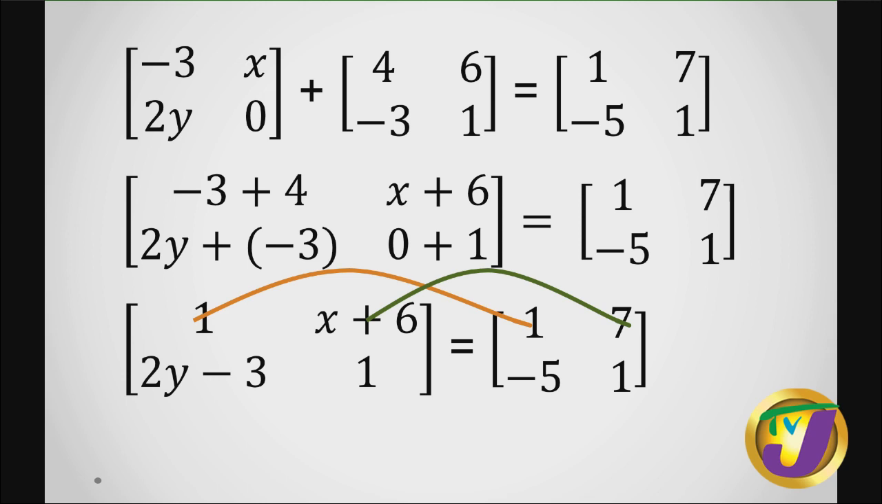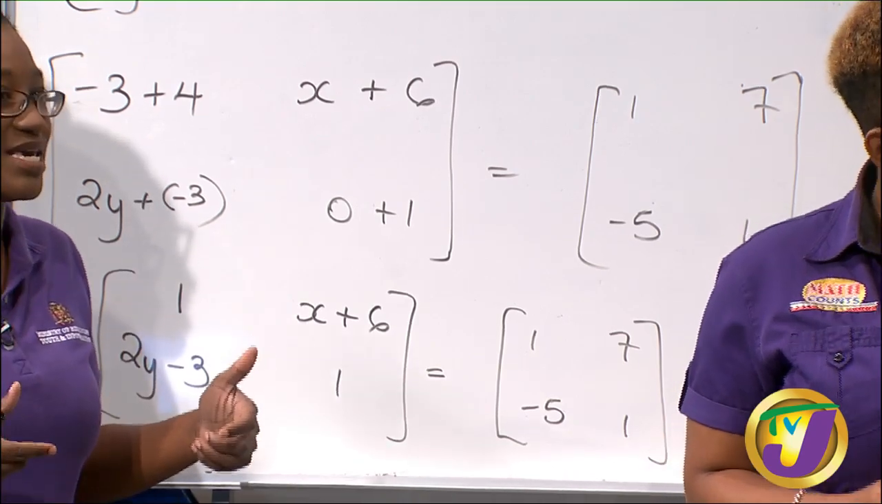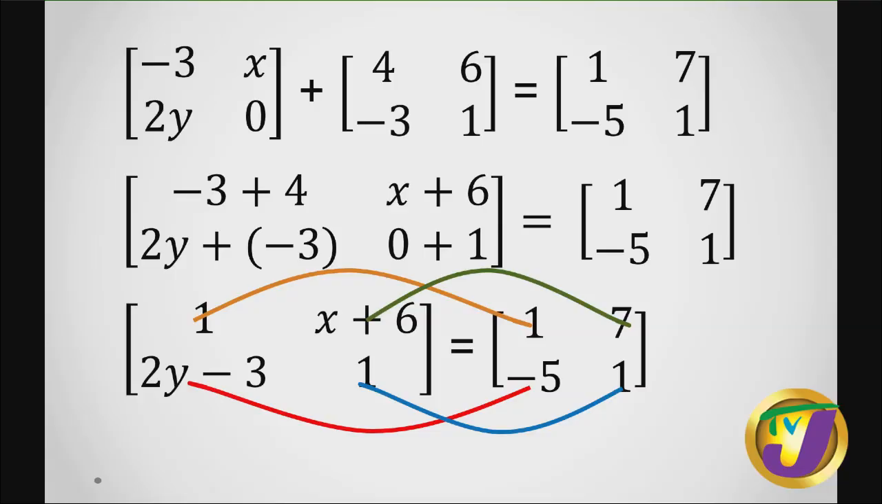we can conclude that x plus 6 must be equal to 7. And 2y minus 3 must be equal to -5, because they are equal matrices.